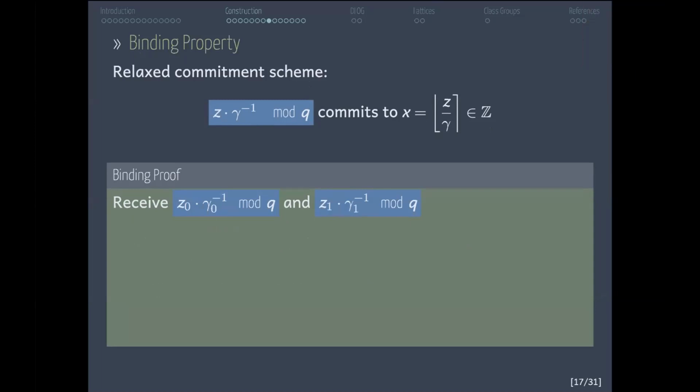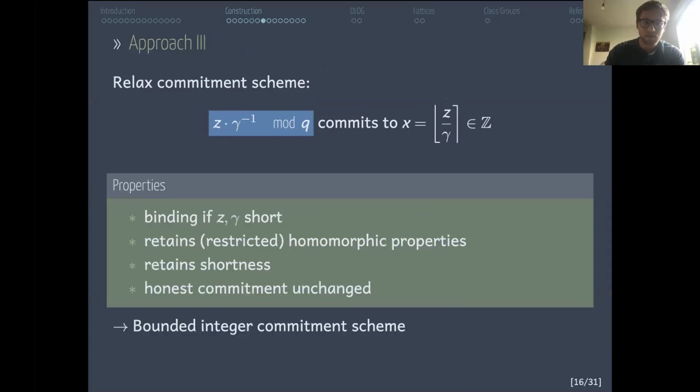Excuse me? Can I ask a question now? Yes, of course. It's about the commitment scheme itself. So the domain of x cannot really be all of Z, right? Because if z and gamma are short, you will get a restricted number of integers. You cannot commit to large x's. Yes, that's a good point.